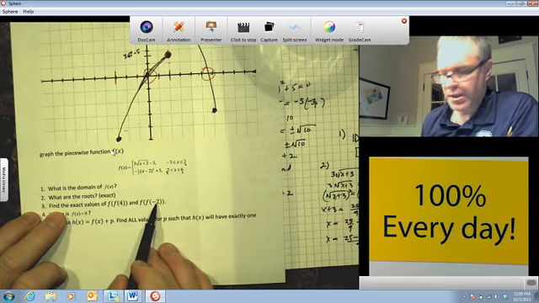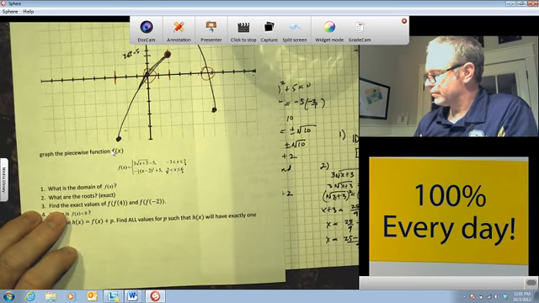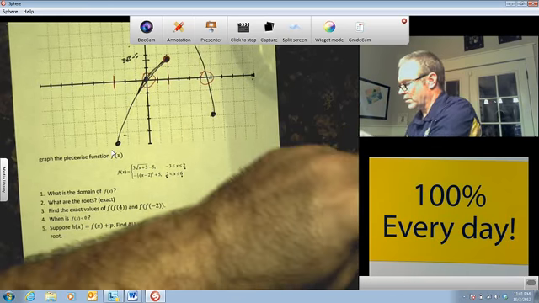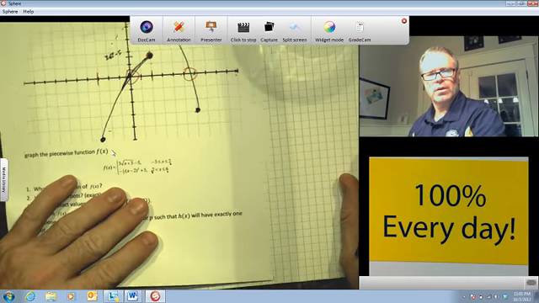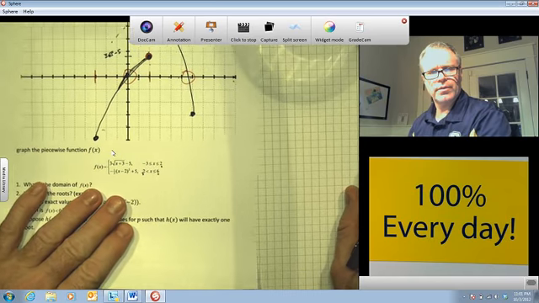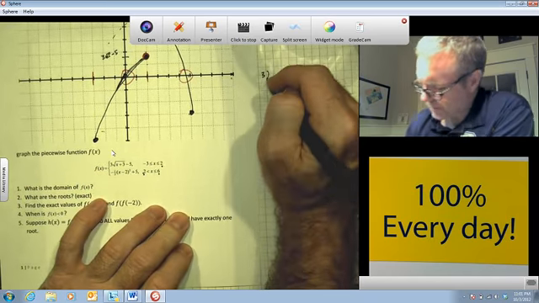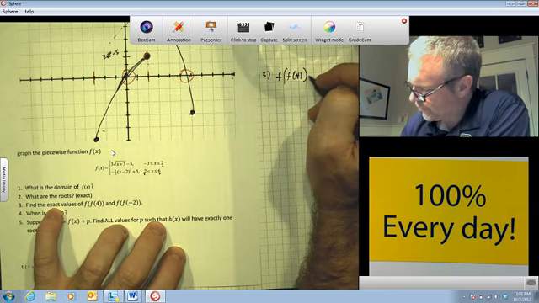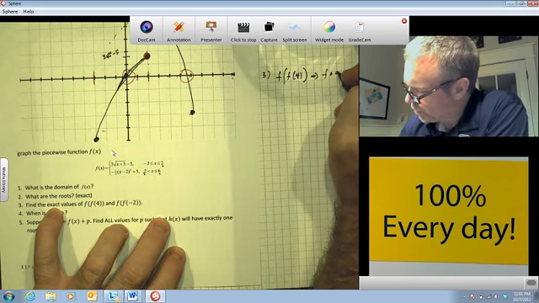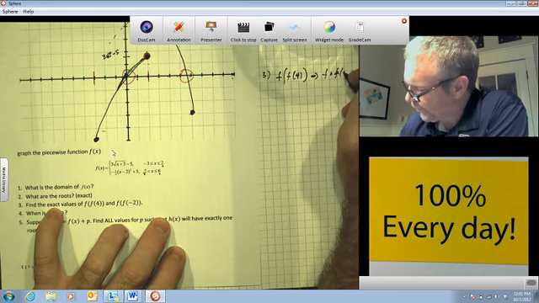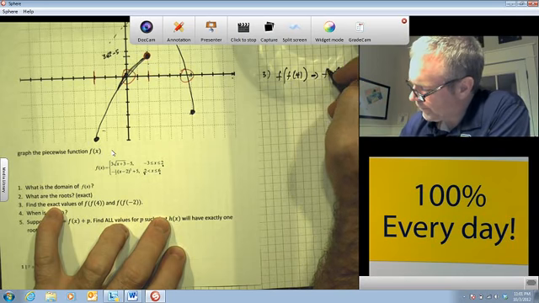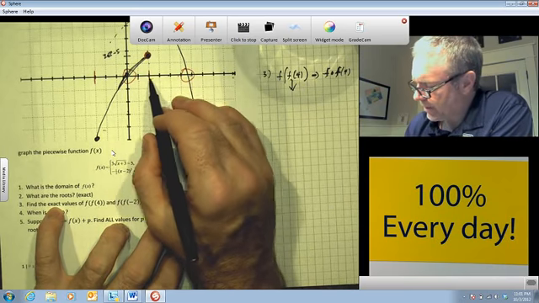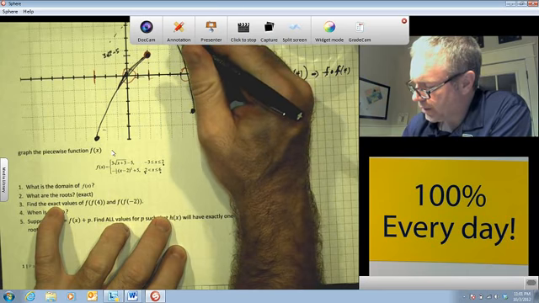So we're going to move on to number 3. We're going to find the exact values. Find the exact values for f of 4, f of negative 2. So we're going to continue with question 3. We're going to find f of 4. This is a function composition, can also be written as f of g, f of 4. You may have seen it in that form. We're going to work with it from here.